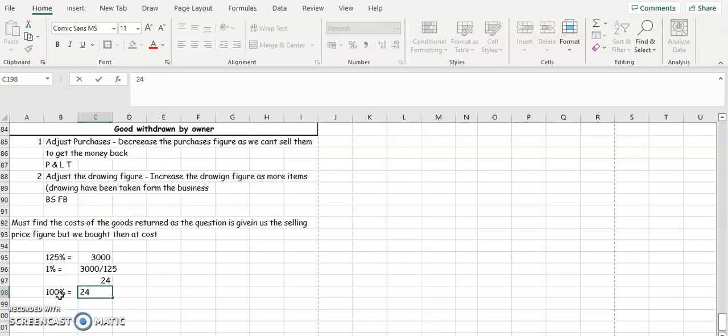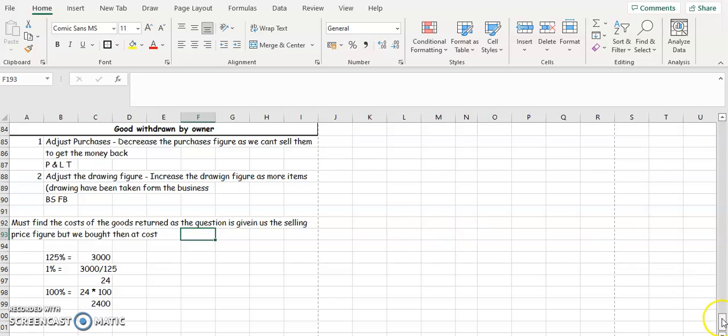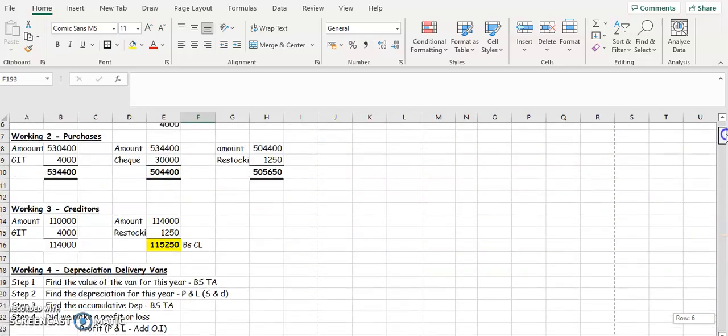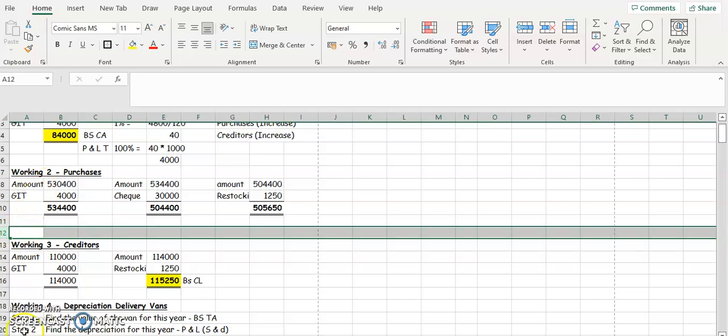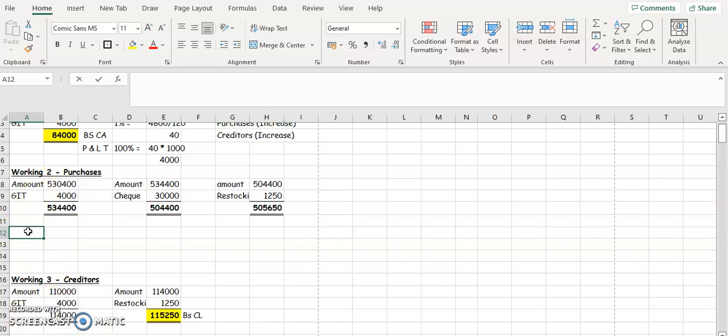So 100%, that's how much the cost of the goods were. It's going to be 24 multiplied by 100. So 24 multiplied by 100 is going to give us 2,400. So we're going to decrease our purchases by 2,400 and increase our drawings by 2,400. So we know we've got purchases already up here. So the amount that we have is going to be 505,650.